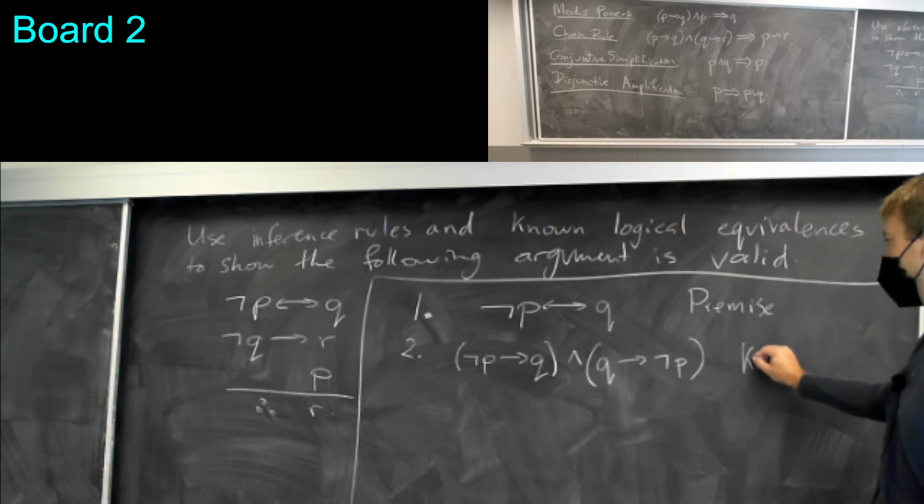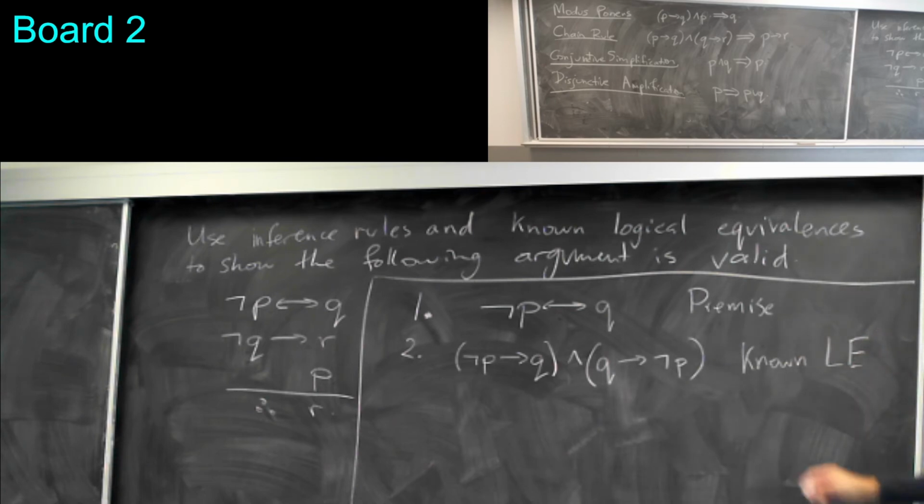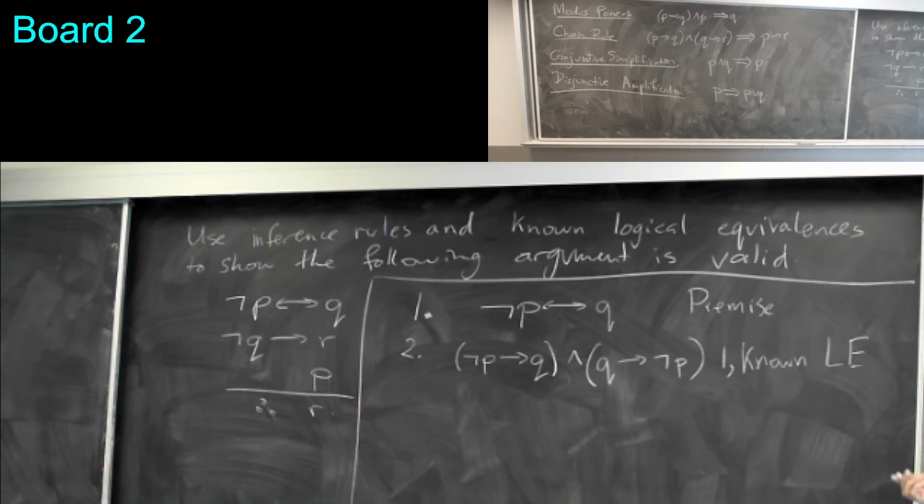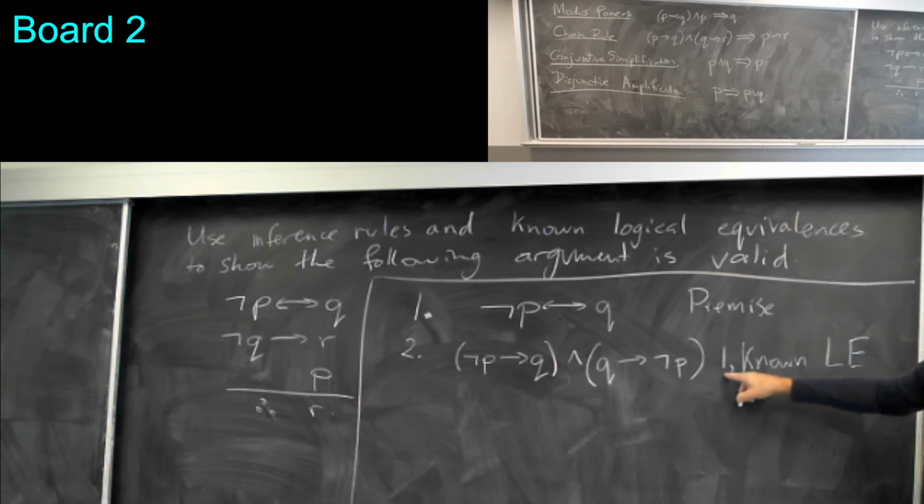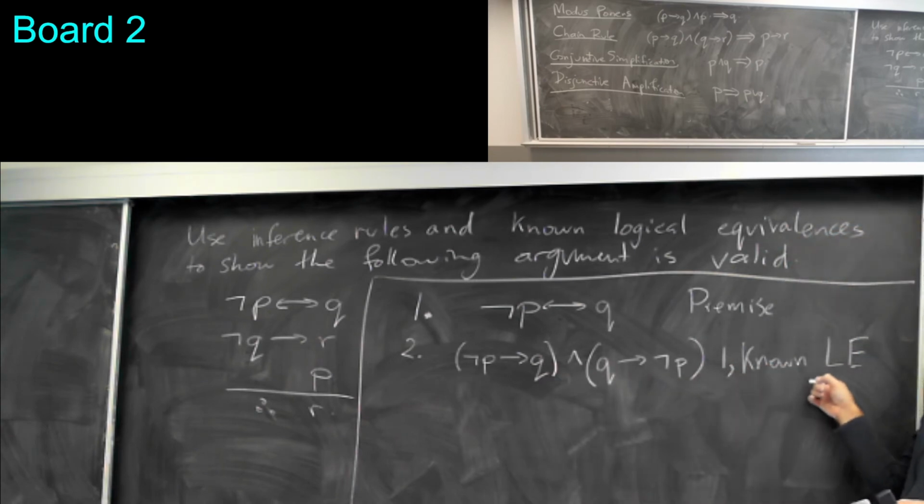And I'm going to say that this is a known logical equivalence, and I'm also using line 1. So I guess that's why they numbered the lines, so that you can refer back to an earlier line. So my reason that I can write this is because of 1 and a known logical equivalence.